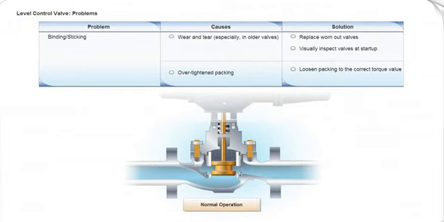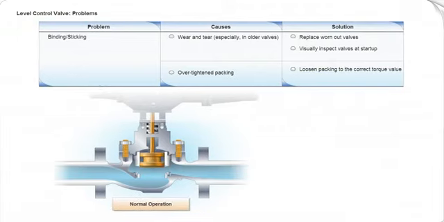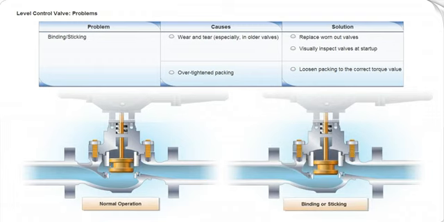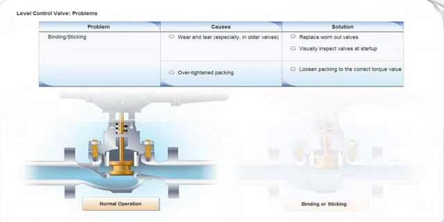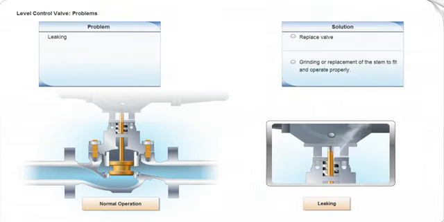The major problem operators face regarding control valves is binding or sticking. In older valves, sticking is often caused by wear, and the remedy is to replace the worn-out or damaged valve. Over-tightening of the packing during maintenance may also cause sticking valves. If the packing is too tight, the packing should be loosened to permit operation. Prior to the unit startup, commonly used valves should be visually inspected and cycled to make sure they respond when required. The valves should also be checked for leakage.